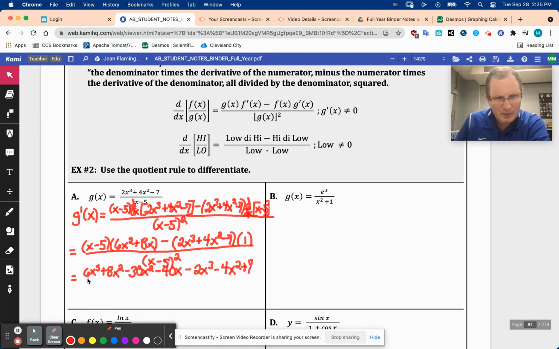Okay. All over bottom squared. Okay, so then let's finish it out.